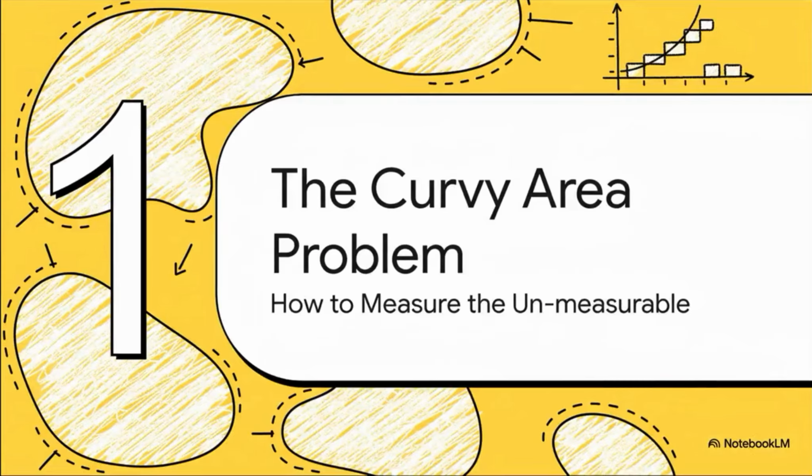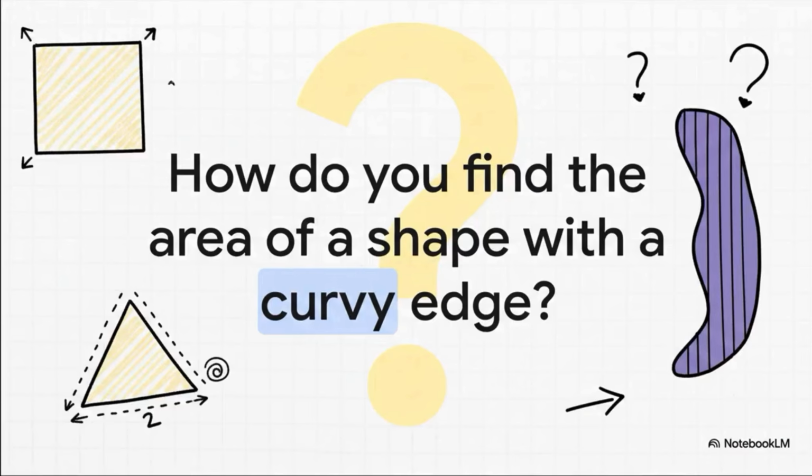All right, let's kick things off with the main challenge, the curvy area problem. You know, it all comes down to trying to measure something that our usual math tools just can't handle. I mean, really think about it for a second. Finding the area of a square, that's easy, right? Length times width. A triangle? No problem. But what happens when you run into a shape like this, with a weird, flowing, curvy edge? All of a sudden, our simple formulas just don't work anymore.